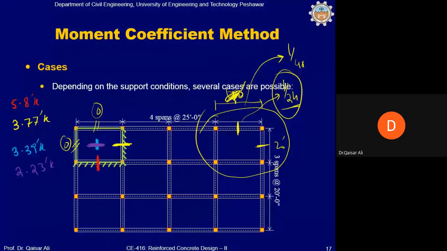Any questions up to here? No, sir. Okay, now after this you will analyze panel 2. In panel 2 also you will get negative moment at the supports and positive moment at the mid span. Now see, when you analyze panel 2, there will be a moment value at the same support, the continuous or interior support which is common between panel 1 and panel 2.